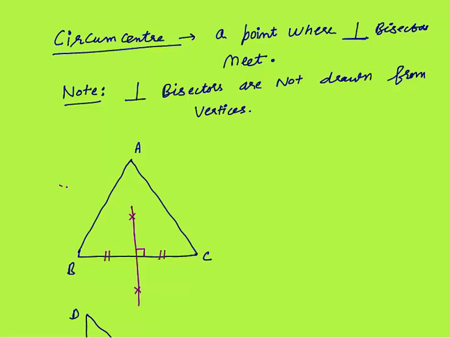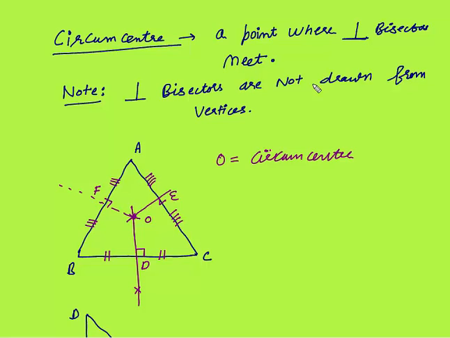In the same way for this side, this is a perpendicular as well as a bisector. Same way for this side, this is a perpendicular as well as a bisector. Let's say this point is D, this point is E, this point is F. So this point O is called the circumcenter, where the perpendicular bisectors meet.